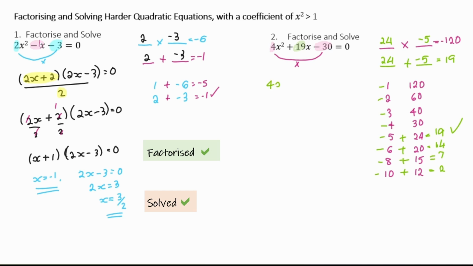So we can now write this as 4x, because the coefficient of our x squared is 4, and our first factor, which is 24. And in the second bracket, we can again put 4x and the second factor, which is minus 5.